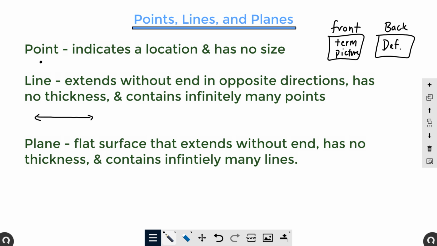Now, planes are different. They're not airplanes that fly in the sky, but planes are like sheets of paper. So if you want to kind of draw a box there. But planes actually extend typically forever in all directions. Planes are kind of hard to talk about. They're a flat surface that extends without end. Again, no thickness, and it contains an infinite amount of lines. And I did not spell infinitely right on this one.